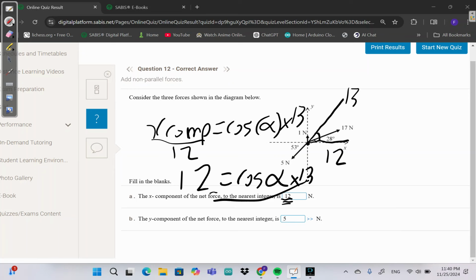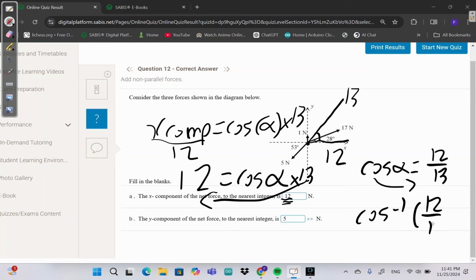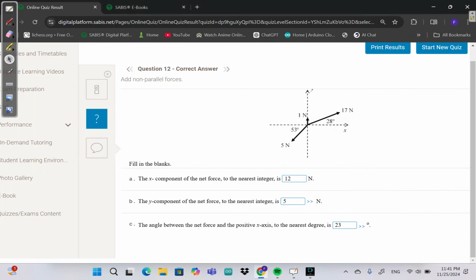We take 13 to the other side. Cosine of the angle is equal to 12 over 13. We take cosine to the other side. Cosine inverse of 12 over 13 is equal to the angle. We do this on the calculator. Cosine inverse of 12 over 13, which is going to be 22.6, which if we round is going to be 23. And that is our answer. Next question.